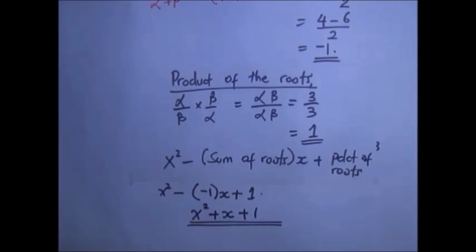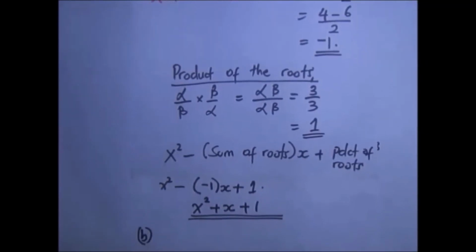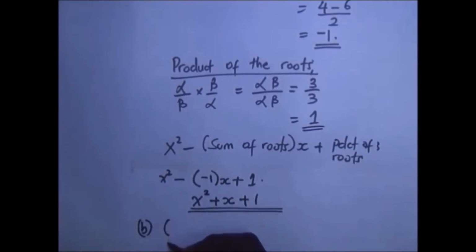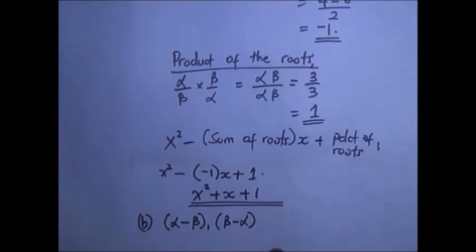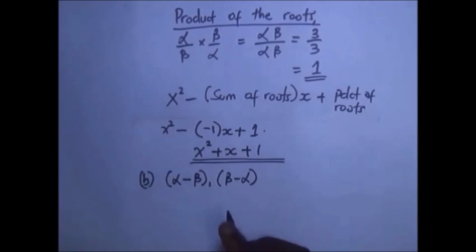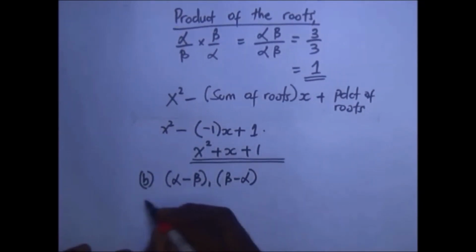So we shall go ahead and do our part B. Part B of this question is to find the quadratic equation when you've been given these roots. The roots here, the first one is alpha minus beta, comma, and the second is beta minus alpha. We are going to do this number like the way we did in the previous one. So we shall go straight ahead and find the sum of the roots.